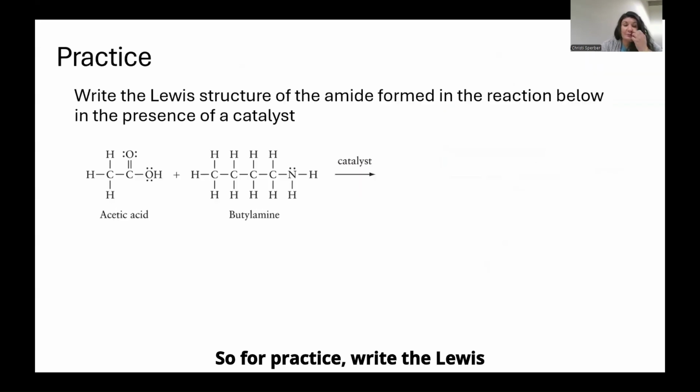So for practice, write the Lewis structure of the amide formed in the reaction below in the presence of a catalyst. So go ahead and pause the video, and when you're ready, come back and we'll work on it. So the first thing that we're going to do is break this carbonyl carbon and OH group bond. I'm going to rewrite the R group bonded to the carbonyl carbon and the carbonyl.